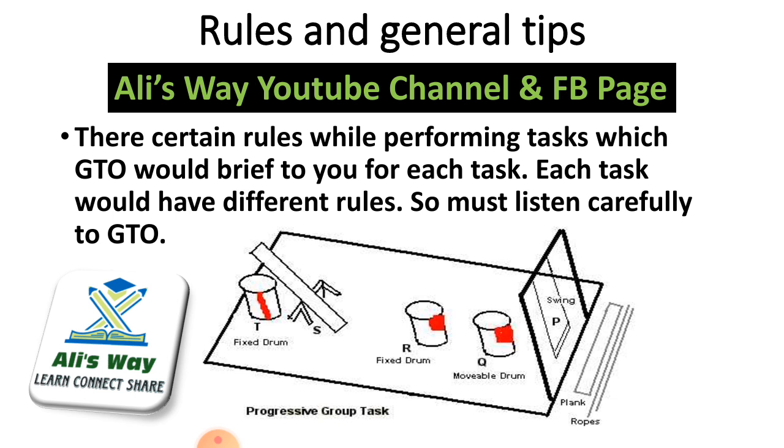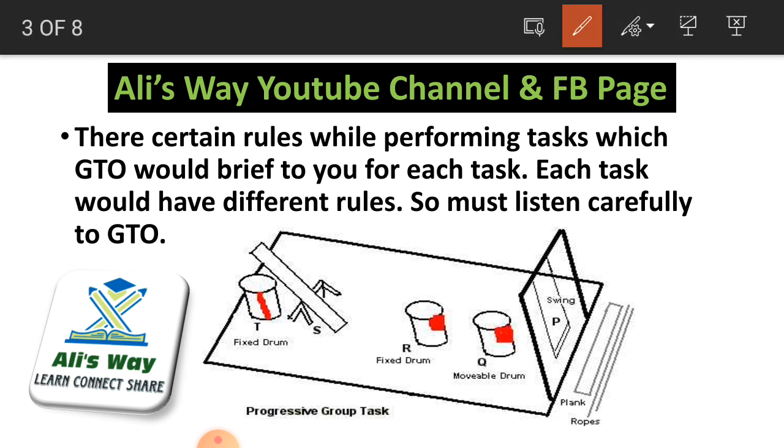After the time limit rule, there is another rule which is in-bound area and out-of-bound area. What is an out-of-bound area? This red mark here, these are out-of-bound areas. GTO will sometimes say that there is no out-of-bound area, which means you can touch these red marks with any of your body parts. If he says that the red mark is an out-of-bound area, you must not touch these areas with any of your body parts.